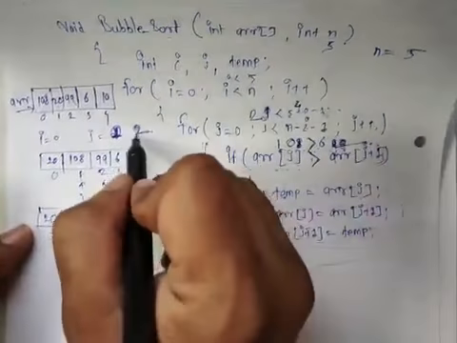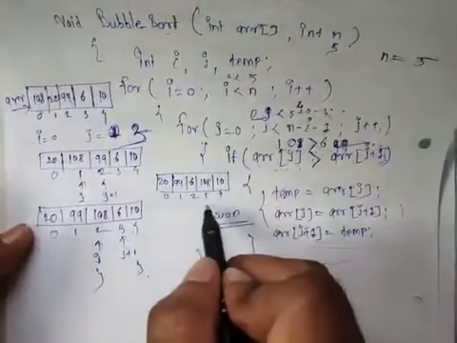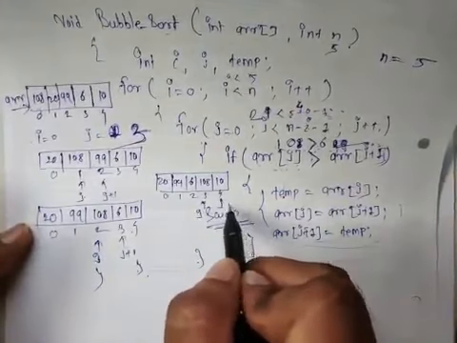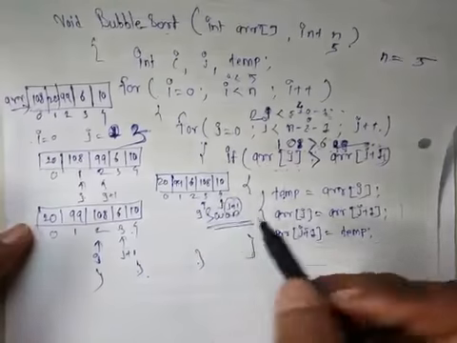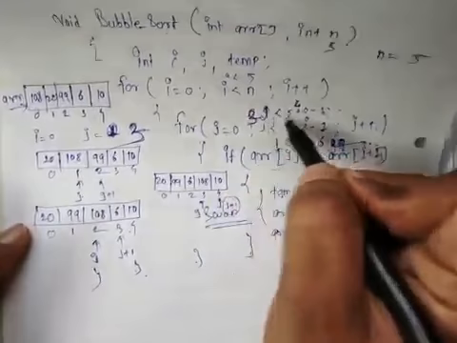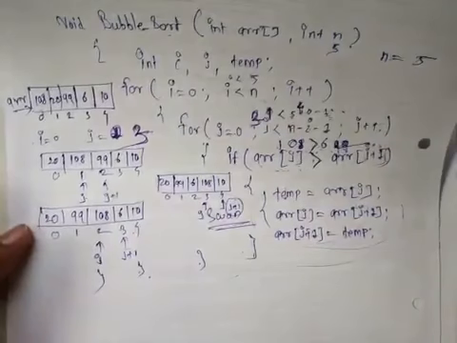J's value becomes 3. Now j is pointing to this index location. This is your j plus 1. Now 3 is less than 4, condition satisfied. It will jump to the if condition.